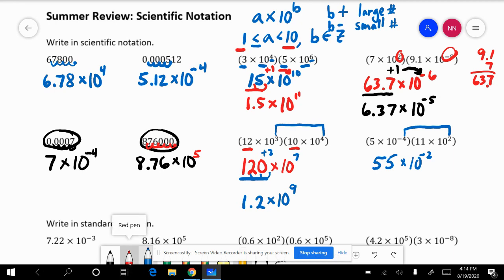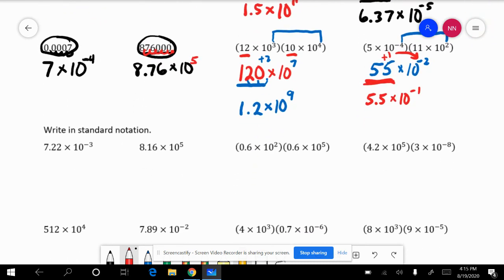Once again, this is not in scientific notation because that's not in between 1 and 10. In between 1 and 10 would be 5.5. Since this is a large number, I'm adding 1 to the exponent. 1 plus negative 2 is negative 1. Now, this is writing a number in scientific notation.